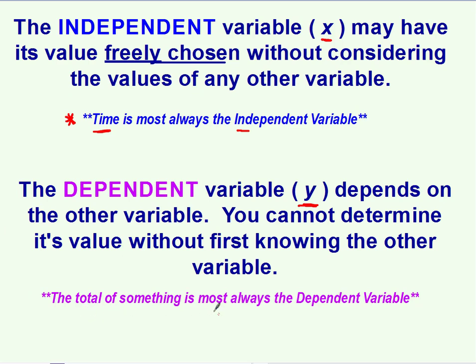Almost always, the total of something will be the dependent variable. So if you're talking about a total, or the final cost, whatever indicates total, it most likely will be the dependent variable. Take note of this. This is going to be very important. It's going to come in very handy. x will be independent, y will be dependent.